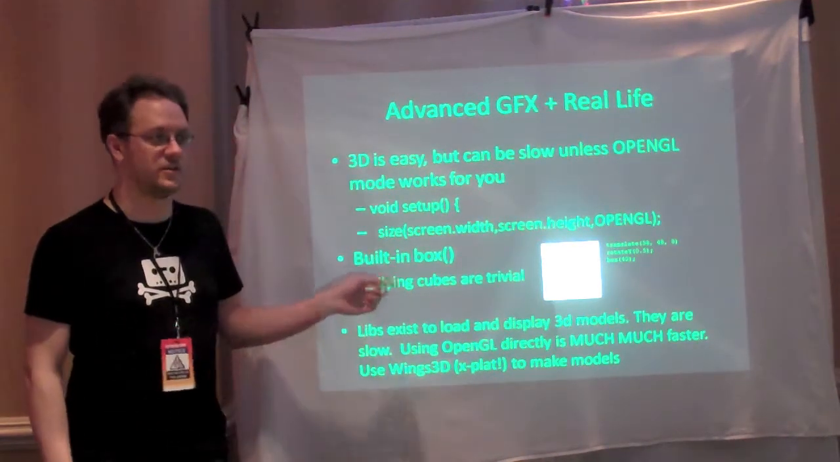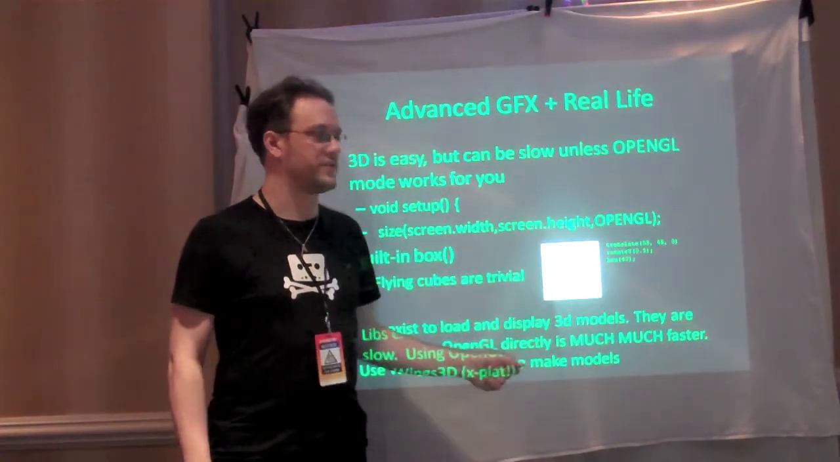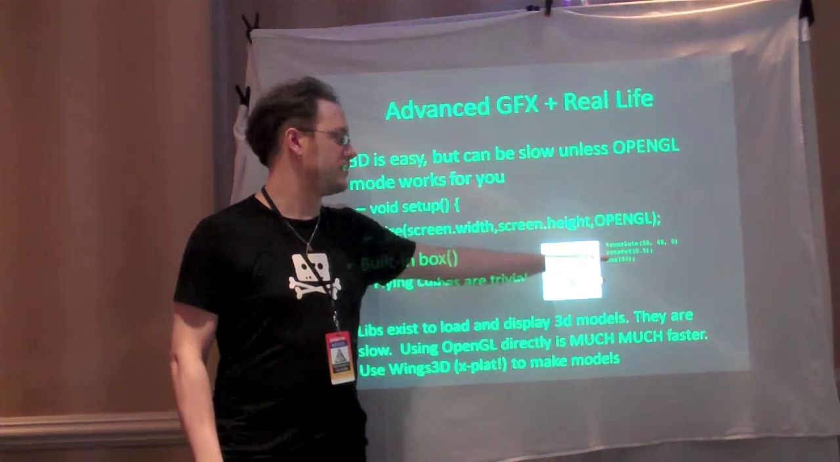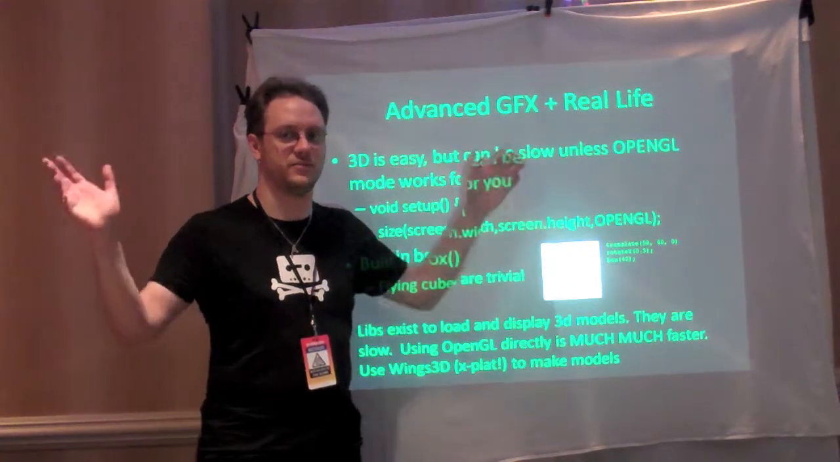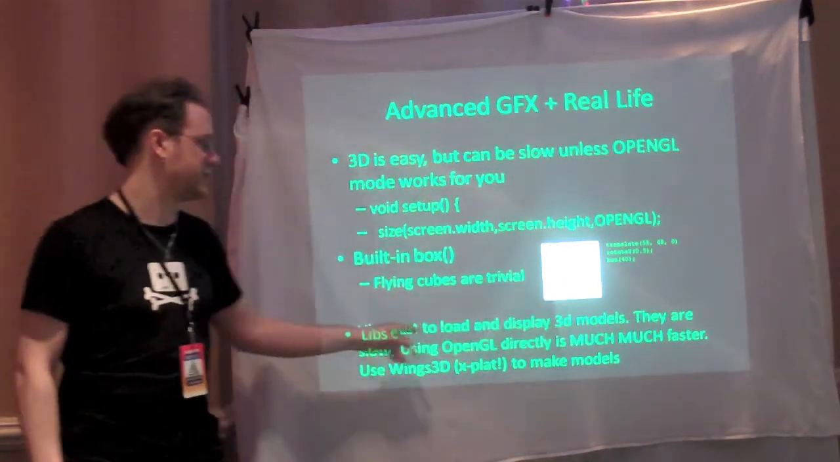If you want to make cubes, and some people have already found this, you can just call the box function, and everyone loves flying cubes. If you throw a translate and a rotate in there with some values that you made up, and you call box, then you've got cubes, and you've made all the demo coders happy.